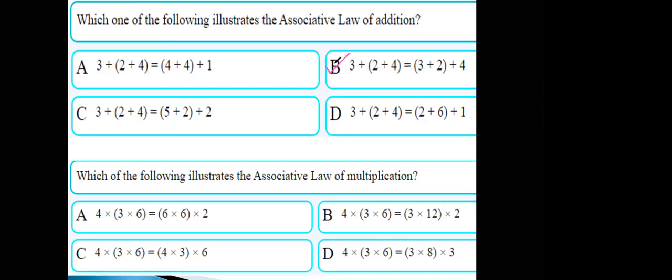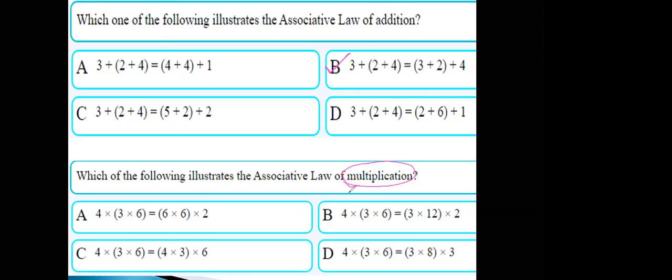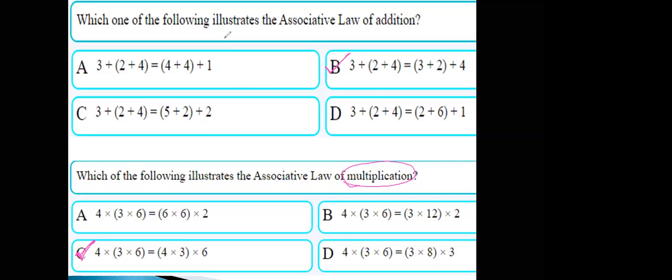What about multiplication, the second one? Associative law of multiplication. The numbers have to be the same, but you just need to change the bracket. Is it B? It is C. Yeah, you are right. Good.